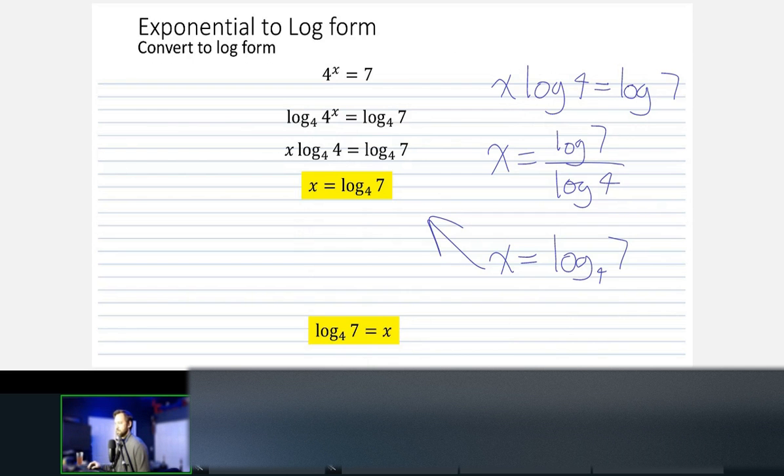Okay, and that was it. That was it for your test. I think it's really straightforward. It's very straightforward. In my opinion, probably the easiest test of the semester. As long as everyone has learned how to do the log properties and solve log equations, this is really easy, in my opinion. I do expect high scores on this test for sure.